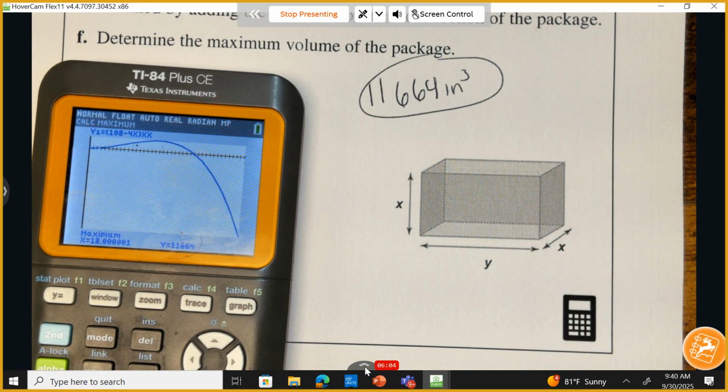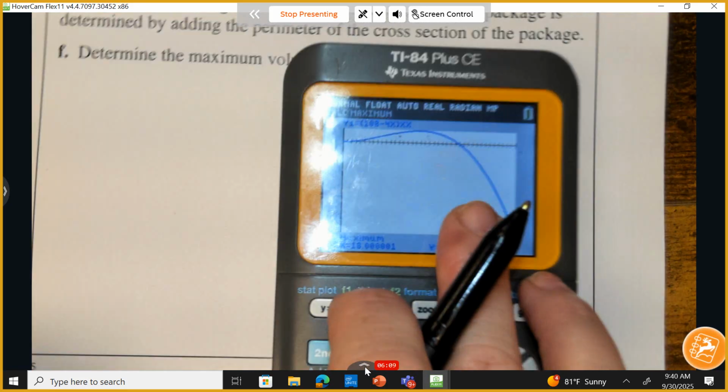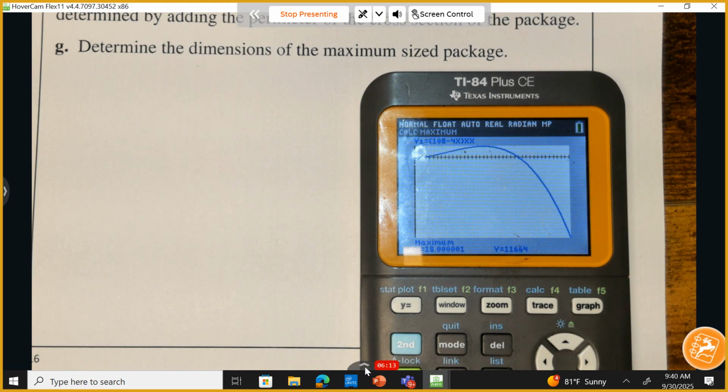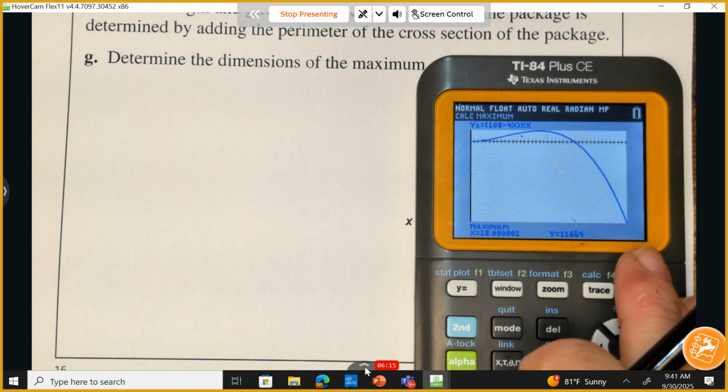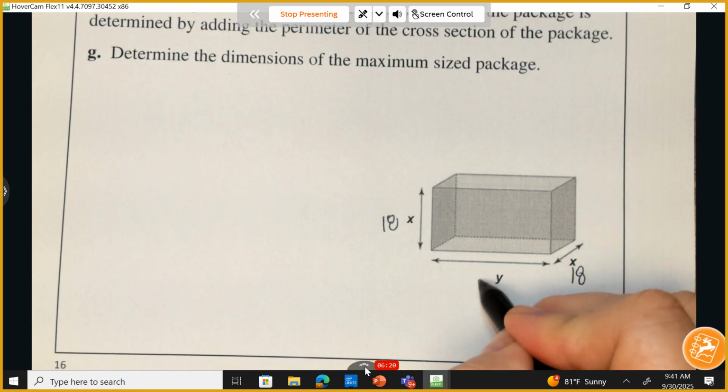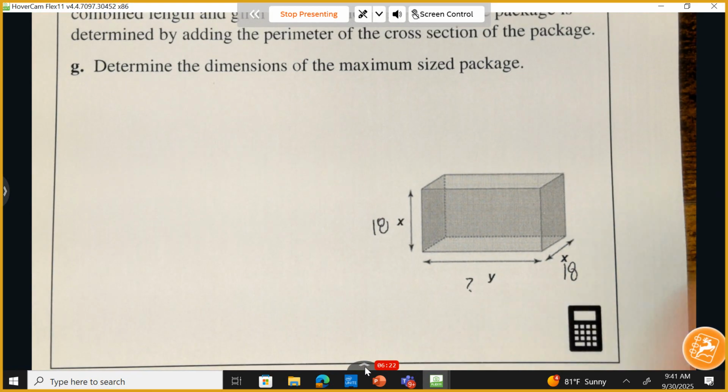We're going to get to the next piece. It's going to say, when does that happen? So what will be the dimensions when that happens? I'm keeping this present. Those dimensions will happen when x equals 18. So I'm going to come over here and write 18 and 18. I don't know what the length is.